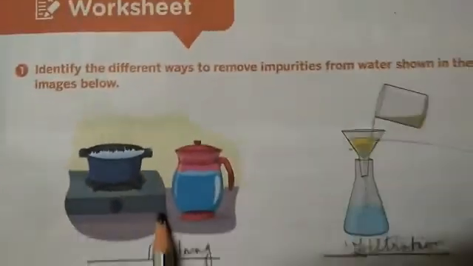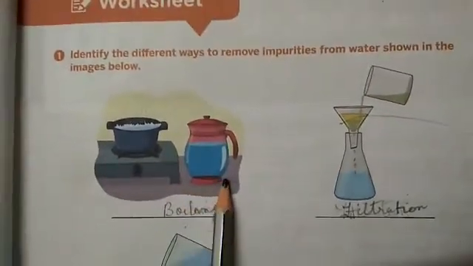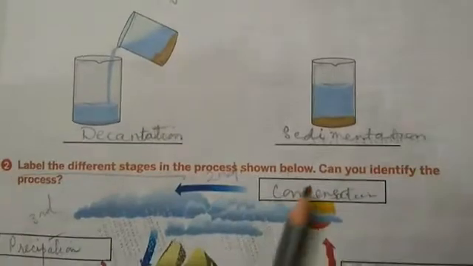Now come to page number 93. Now you have to identify the different ways how you will remove impurities from the water shown in the images. This is boiling, this is filtration, we have learned decantation and sedimentation. This also, label the different stages in the process shown below. Can you identify the process? Now the first stage is the evaporation, the second stage is the condensation, and the third is the precipitation. Yes, so now with this we have finished our lesson number 9.